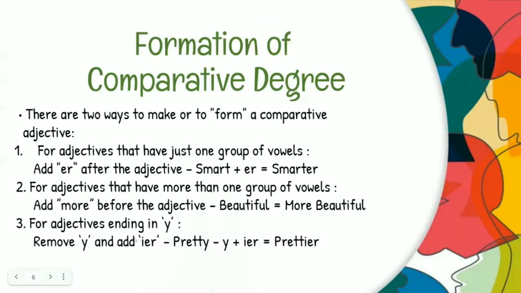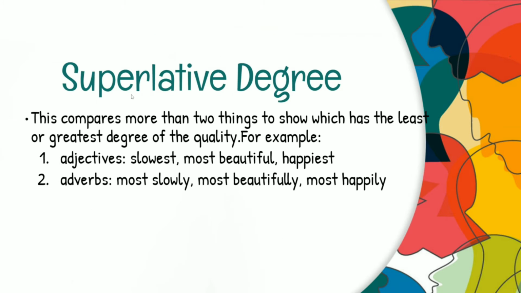Now the third rule, for adjectives ending in Y, we remove Y and add IER. We consider the number of groups. If there is one group, then we will remove Y and add IER. If there are more than one group, then it is easy. We will just add more. For example, here I have given the example of pretty. We will remove Y and add IER. It is prettier.